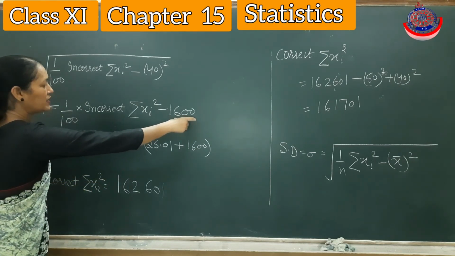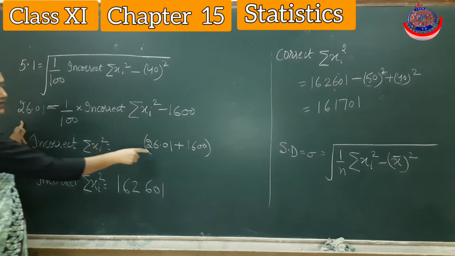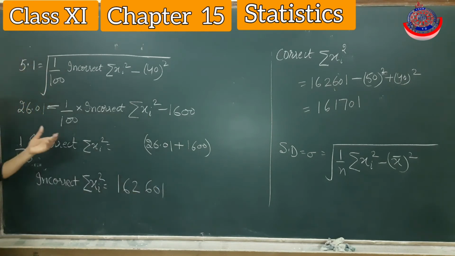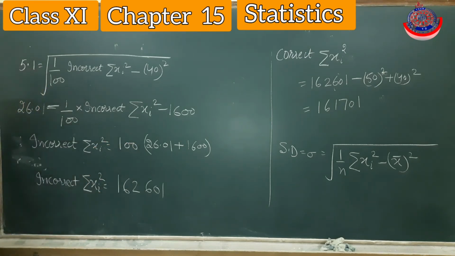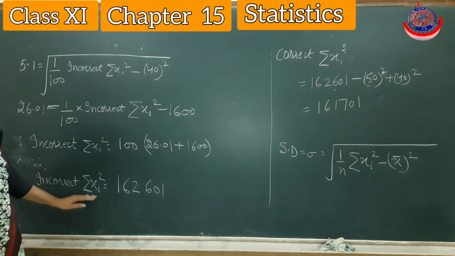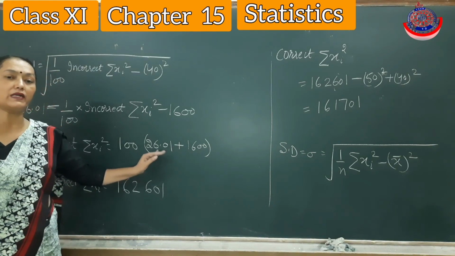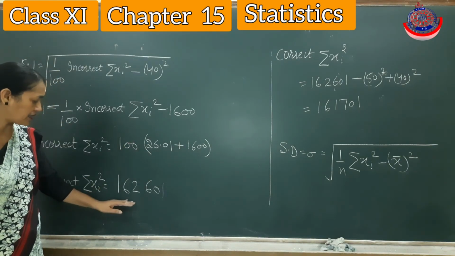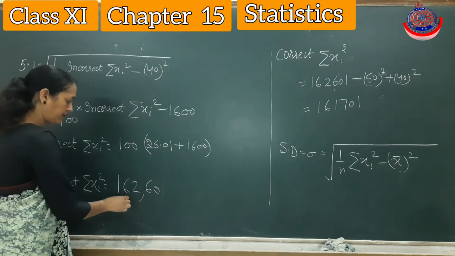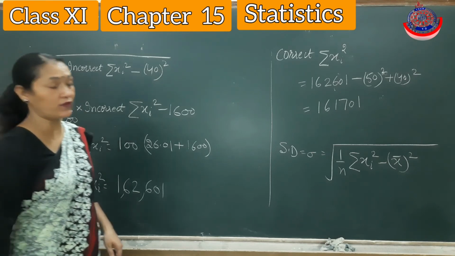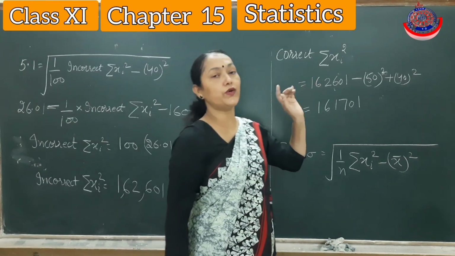So we have written all these values like this only. Shifting this minus 1600 to this side, it will be added with 26.01. And this is 1 over 100 incorrect xi square. Then this 100 will be shifted to this side, it will become multiplied by these two values. So the incorrect value of xi square will be the sum of these two values multiplied by 100. So we have obtained this answer as 1,62,601.